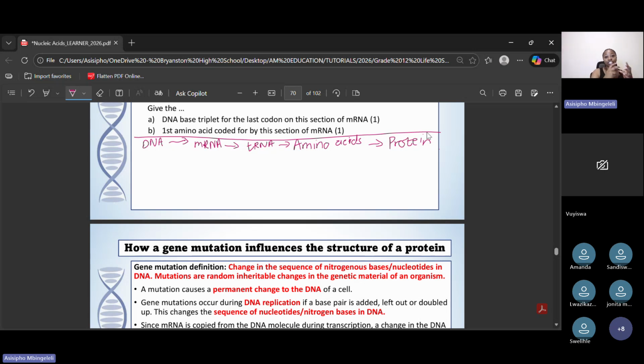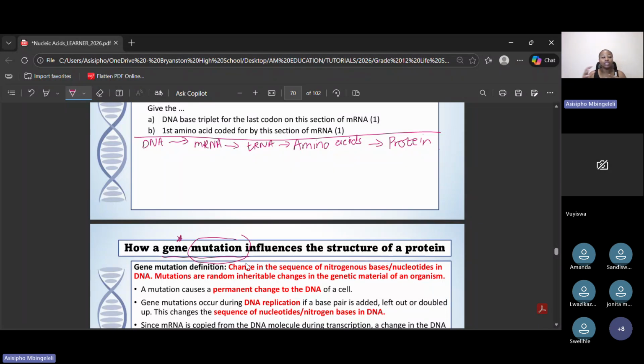Now, during this whole process from DNA to messenger RNA, transfer RNA, and amino acid, it is possible for a certain change to occur. That change we call mutation. Most of the time, we speak about gene mutation, which is what we're going to speak about now. Then when we do meiosis, we are going to speak about chromosomal mutation. To break it down, gene mutation speaks about a change that may happen in the sequence of bases, because remember, a gene is a section in DNA that codes for a certain characteristic. That section is determined by the sequence of bases.